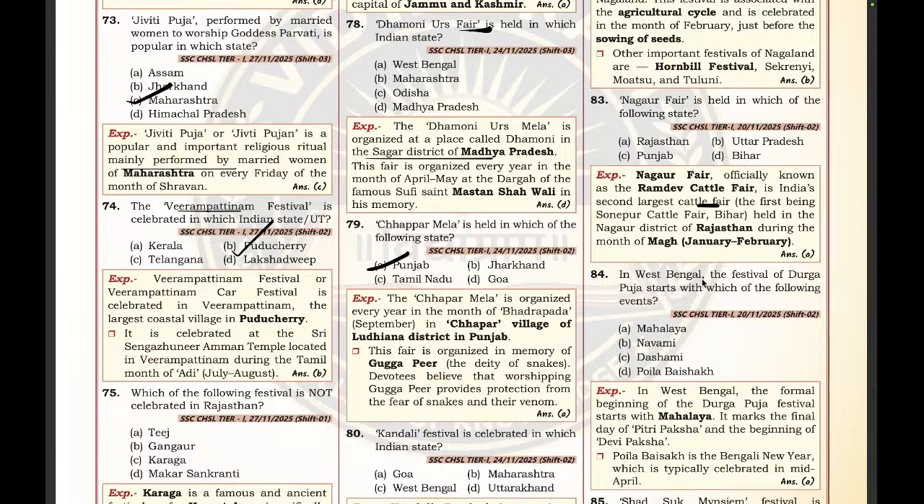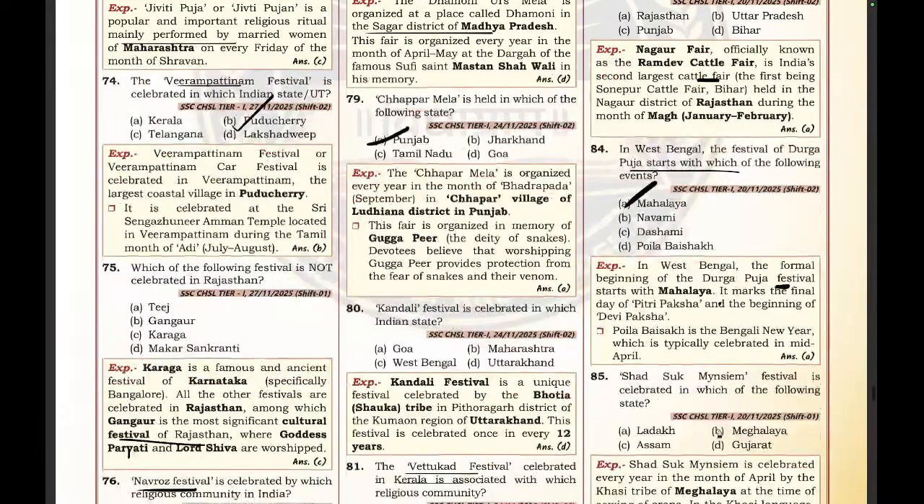In West Bengal, the festival of Durga Puja starts with which of the following events? So with what does Durga Puja start? It starts with Mahalaya. During Mahalaya. Then remember this, all of you.